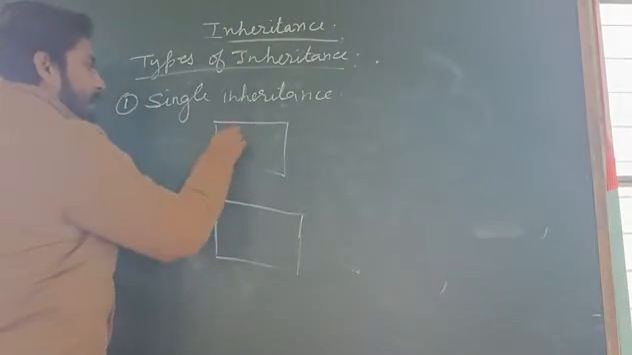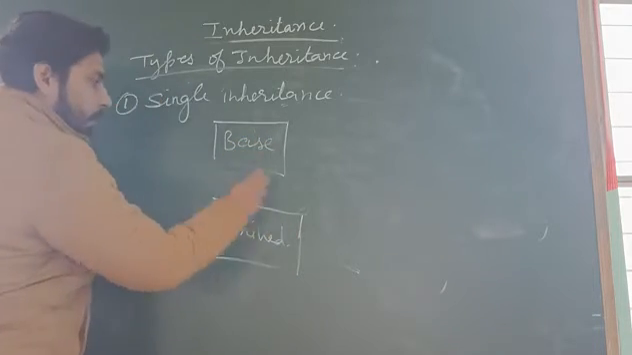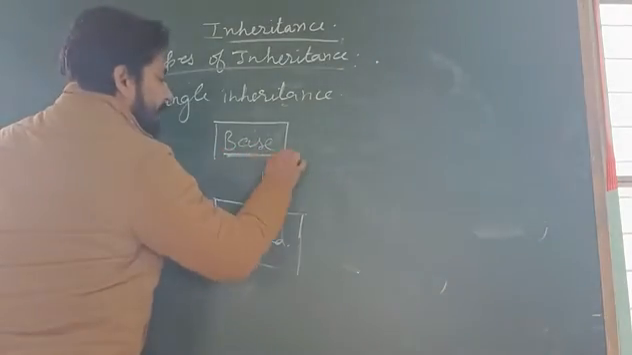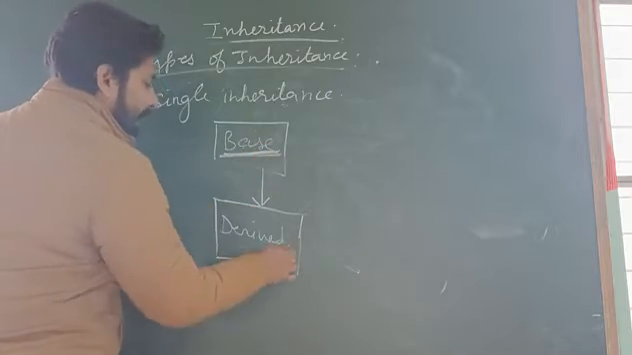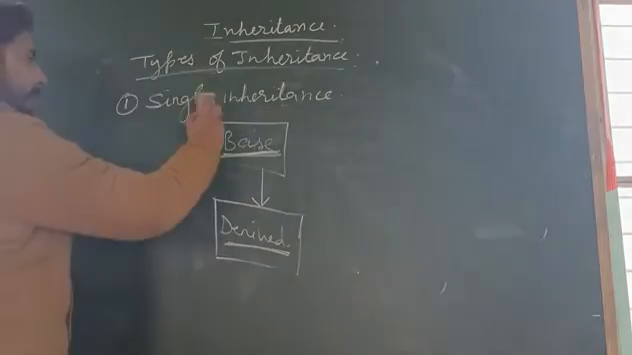Suppose I write here base class, and here derived. In this inheritance process, only one class takes part as a base class and one class takes part as a derived class. When there is only one class for the base and one class for the derived, that is called single inheritance. That means one child class has only one parent class. I think it is clear.